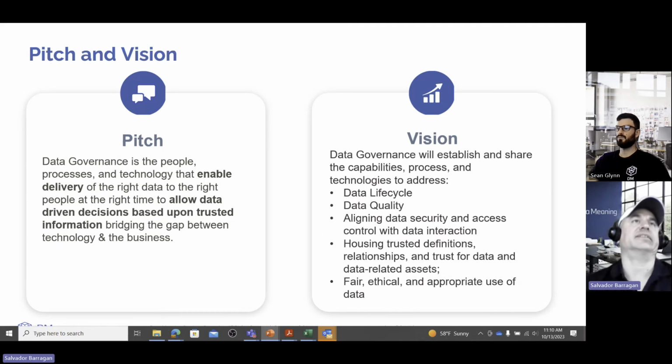Now, these are examples of a vision, but within your organization, that vision can add other areas that are not listed, such as, for example, data ethics or data lineage, etc. So this is just an example, but I think some of these examples can be repurposed for your organization.